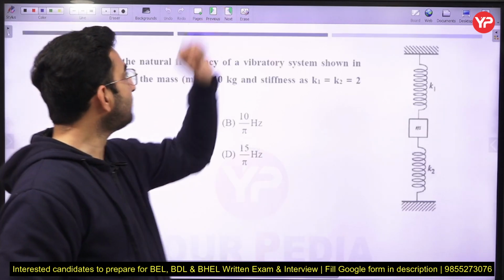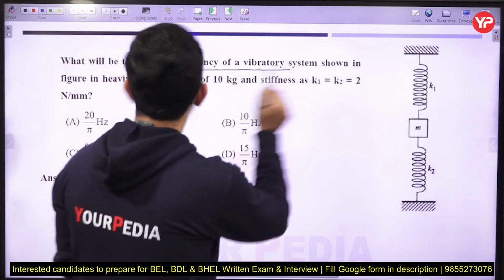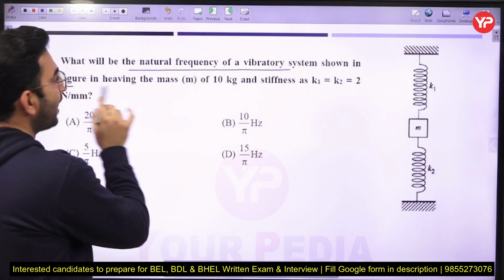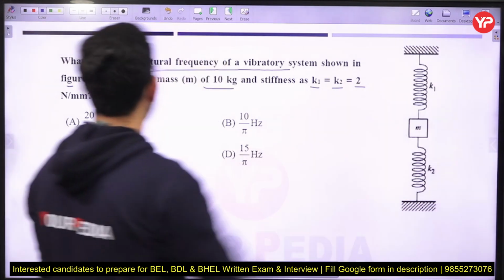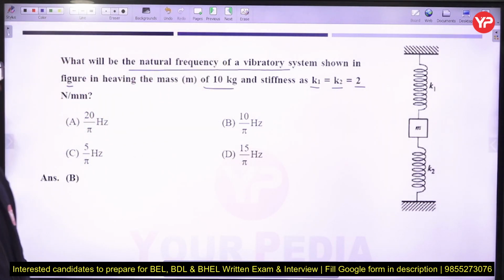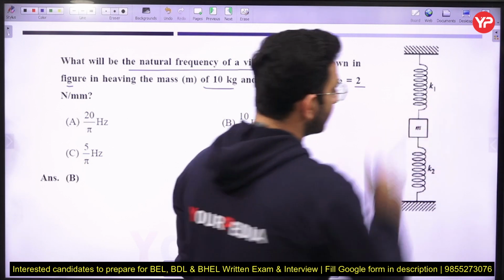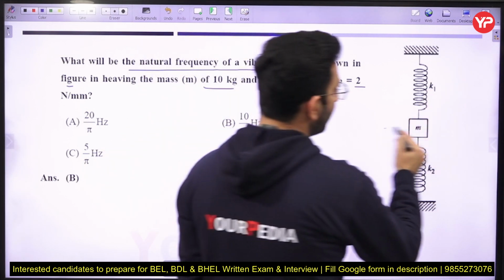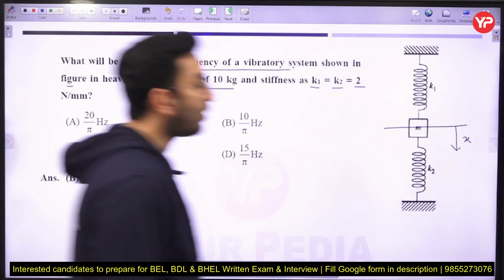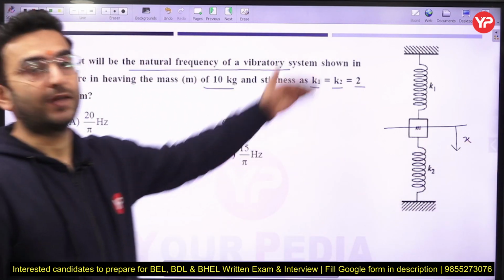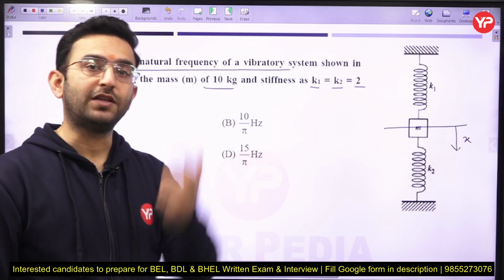Now the next part is, what will be the natural frequency of the vibrating system shown in the figure, having a mass of 10 kg and stiffness K1 equal to K2 equal to 2 Newton per millimeter. In this diagram, the mass has been placed in between the two springs. Let us suppose you displace the mass by a certain distance x; the corresponding displacement in both springs will be the same. So we can say these two springs are attached in parallel.